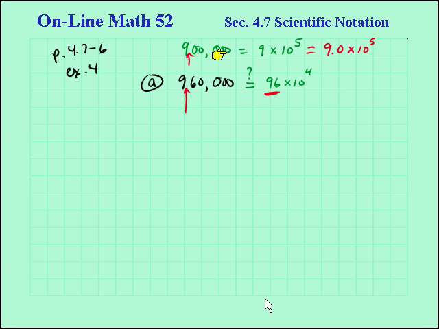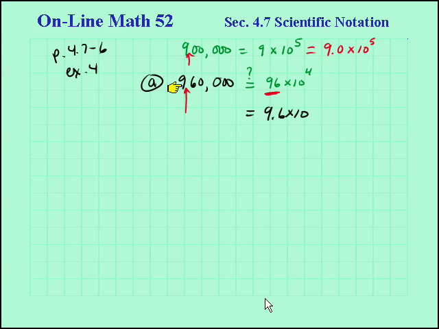In other words, we count up the places from the end. If we did have a decimal point, how many places would we have beyond the 9? That's what tells us the exponent. So, again, how many places after the 9? It's going to be 9.6 that we want here, not 96. 9.6 times 10 to the something. And it's a large number, so it's going to be a positive exponent.